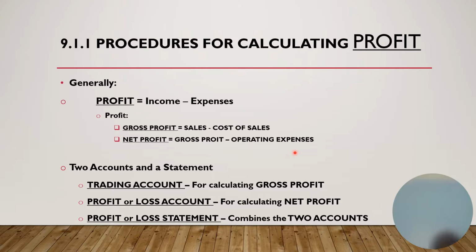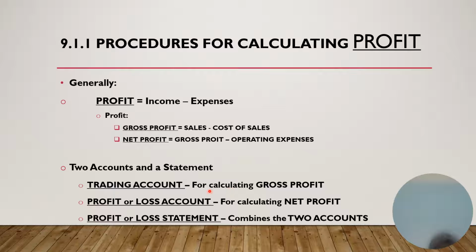Now, there are two accounts whereby you find your gross profit and your net profit. We have what we call trading account. Trading account, we use it for calculating gross profit. When we say sales minus cost of sales, we get gross profit in a ledger, in a T account. That account, we call it a trading account.